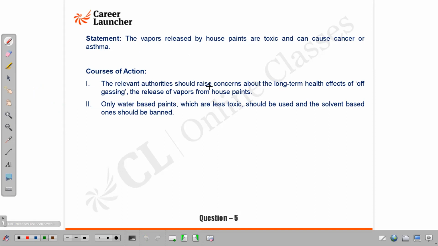Fifth one, the vapors released by house paints are toxic and can cause cancer or asthma. The relevant authorities should raise concerns about the long-term health effects of off-gassing and the release of vapors. I think yes, it seems like a long-term strategy, but yes, because we should raise concerns, and when the voice is created, this problem is eventually going to be solved. So yes, the course of action is sensible.